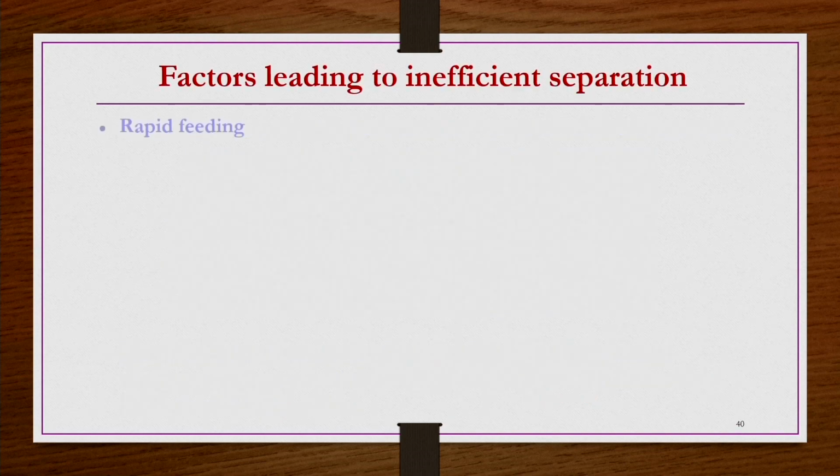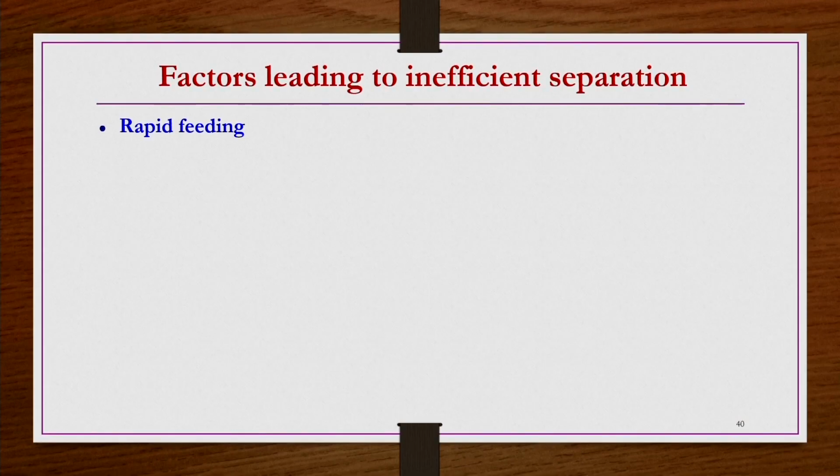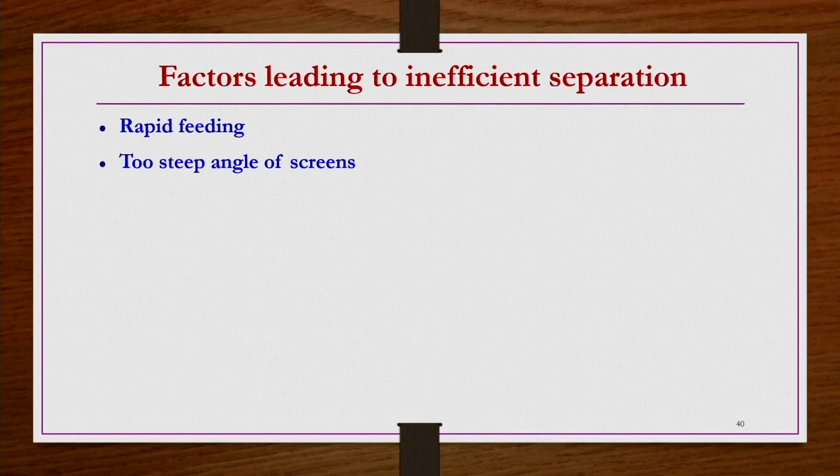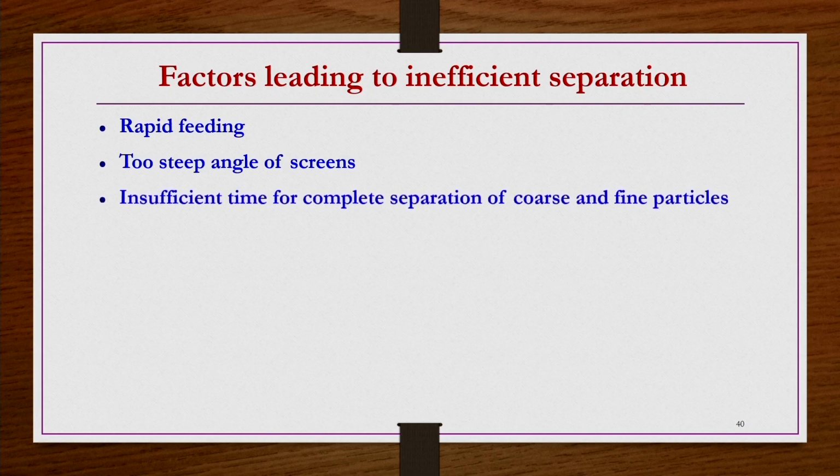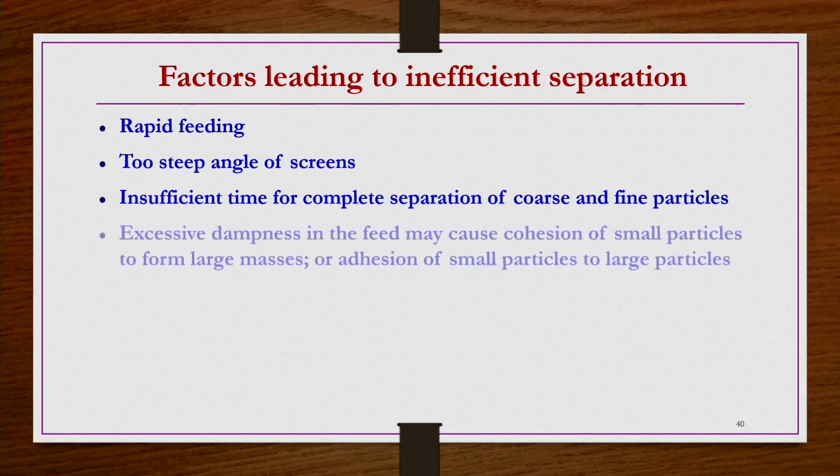Factors leading to inefficient separation: rapid feeding is a kind of problem. We have seen a continuous screen where we do the feeding continuously. If you feed rapidly, inefficient separation may take place. Then there is a steep angle of screens; we have seen that the mounting can be inclined. If the angle is too steep, the separation may not be efficient. One must also provide sufficient time for the complete separation, otherwise the separation may not be efficient.